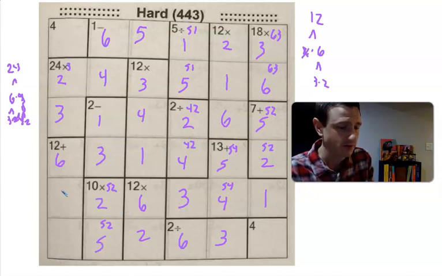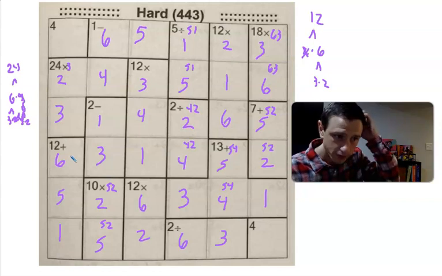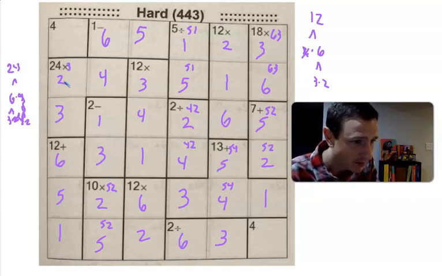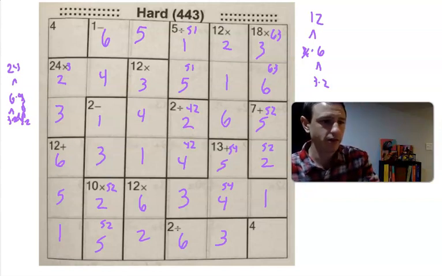6, 5, 4, 3, 2, 1. 6 plus 5 is 11. Plus 1 is 12. Okay, 6, 5, 4, 3, 2, 1. Nice!